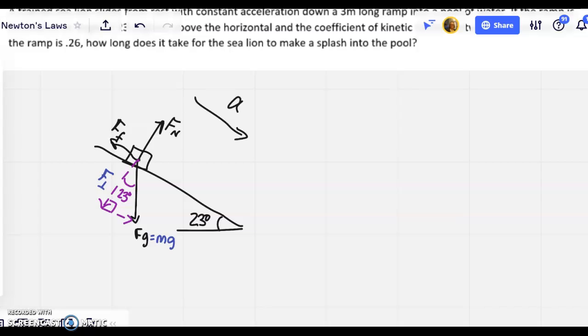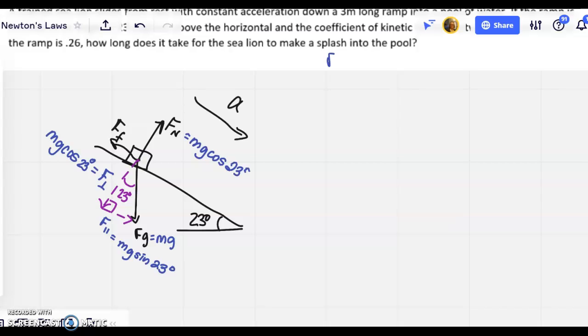This is our perpendicular force, and since it is adjacent to the angle, it's going to be the force of gravity times the cosine of 23 degrees. This is our parallel component, and because it's opposite the angle, it's going to be mg times the sine of 23 degrees. So our normal force is the same as our perpendicular component. So I'm just going to write that there, mg cosine 23 degrees.